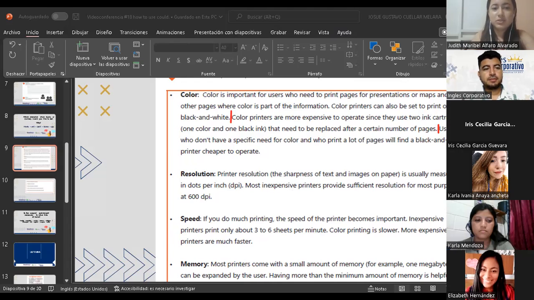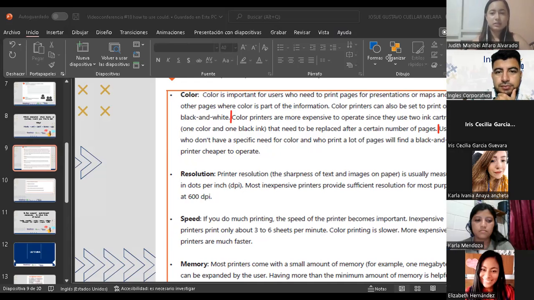Users who don't have a specific need for color and who print a lot of pages will find a black and white printer cheaper to operate. Este operate es como el otro, tolerate, entonces todo lo que termina en ate se pronuncia eight, ¿verdad? Operate, tolerate. Esa principalmente. Thank you. Let's listen to Marvin. And after Marvin, we go with Roberto.